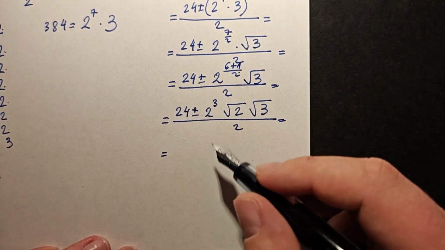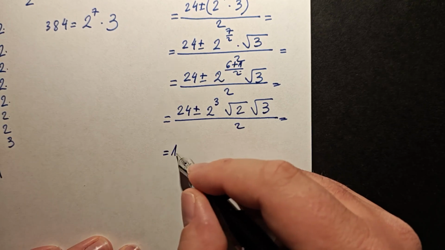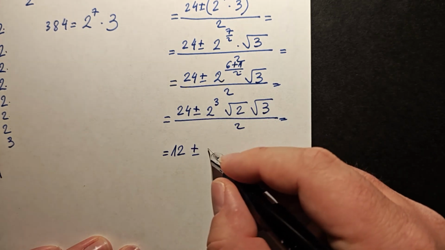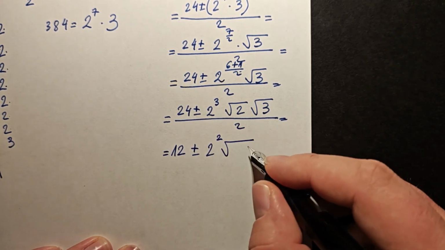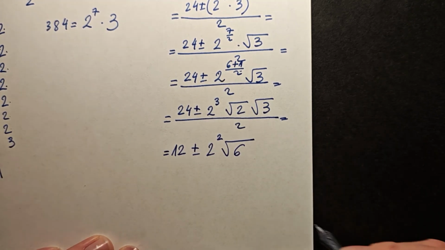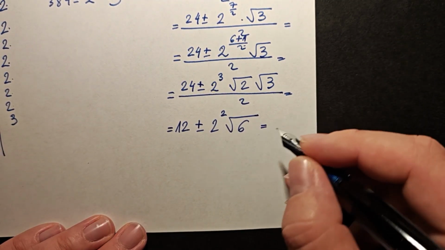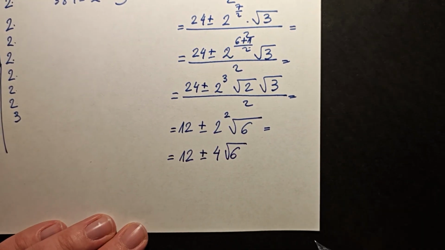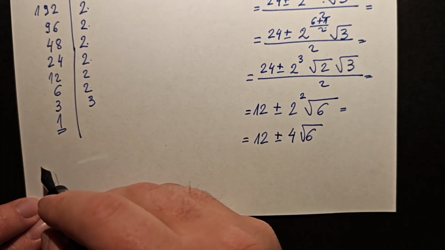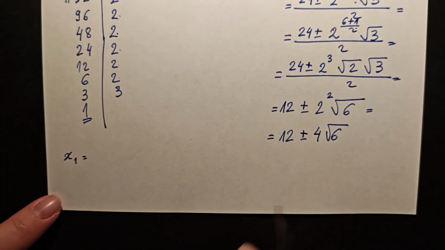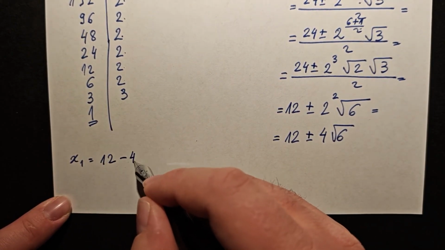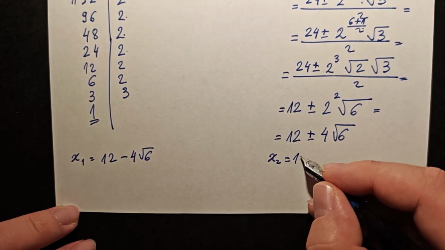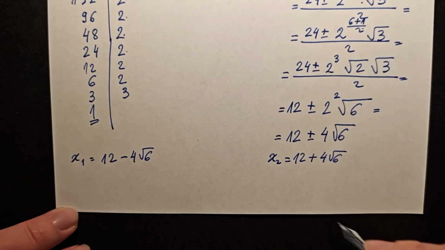So finally we have the result of 24 divided by 2, which is 12, plus or minus 2 to the power 3 divided by 2, that is going to be 2 squared, and this is a square root of 2 multiplied by 3, which is 6. And our final result is 12 plus or minus 4 square roots of 6. So x1 is now going to be equal to 12 minus 4 square roots of 6, and x2 is going to be 12 plus 4 square roots of 6.